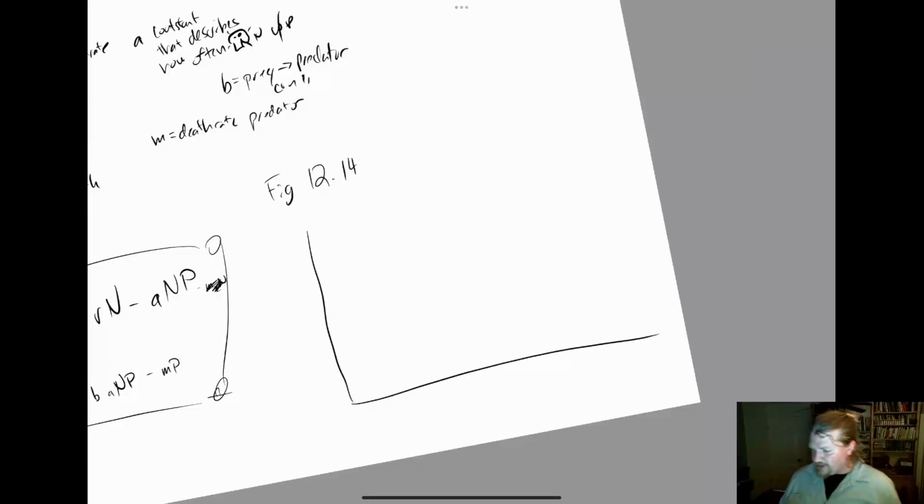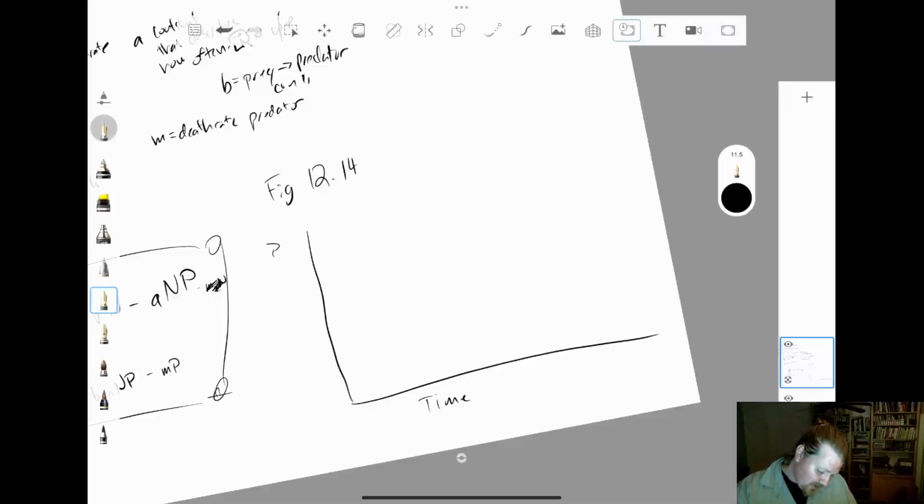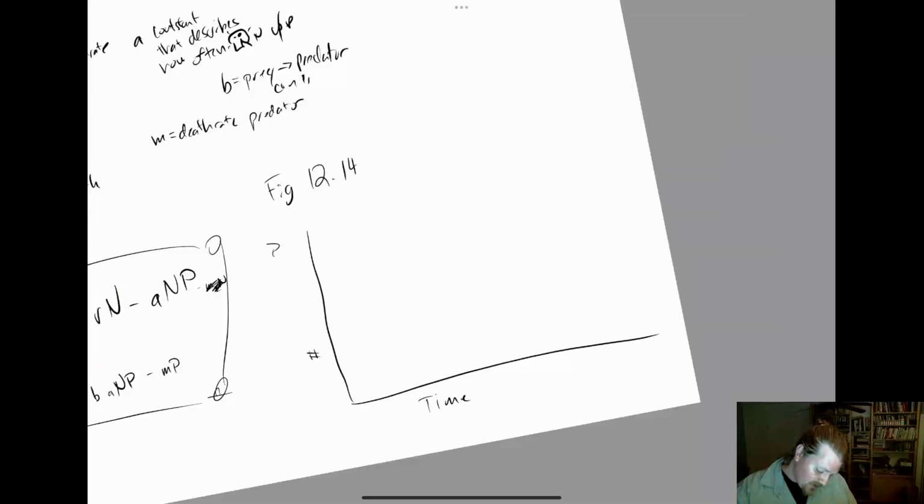But we're just going to draw 12.14D, which is on the x-axis time, and on the y-axis number of individuals, right? And this is either P or N. N or P.